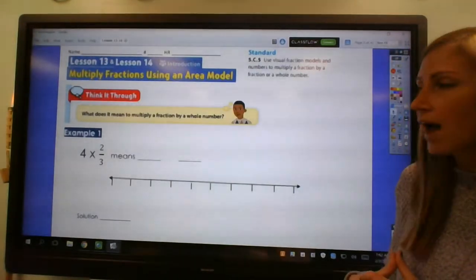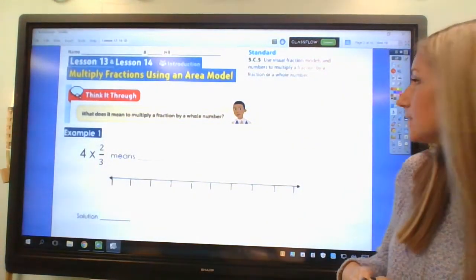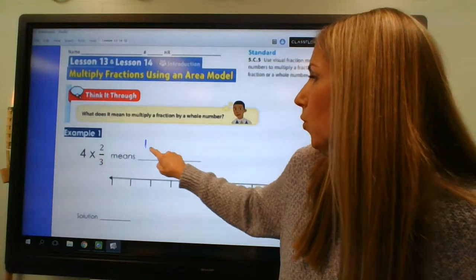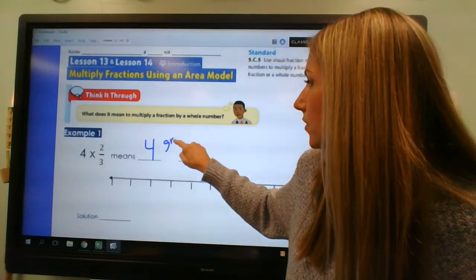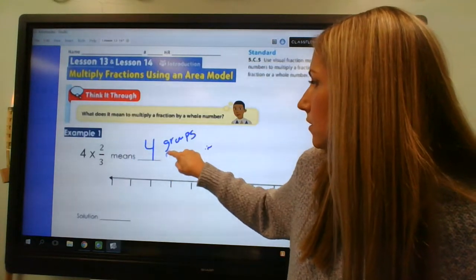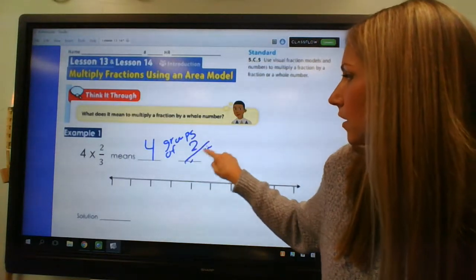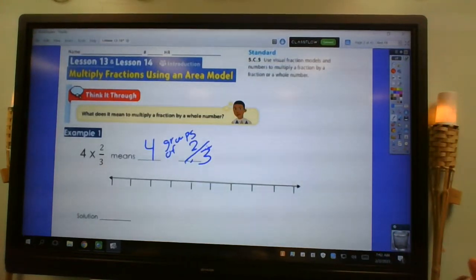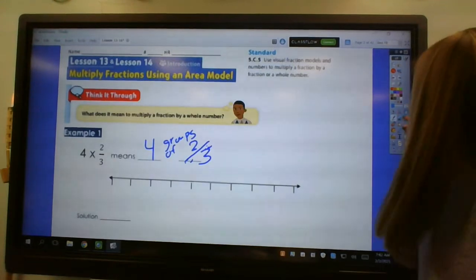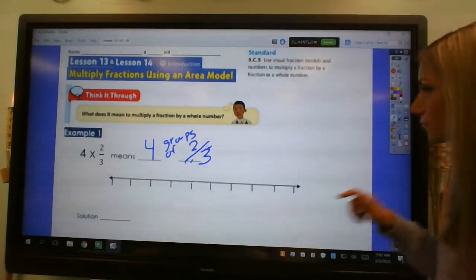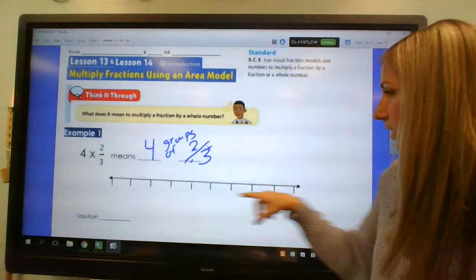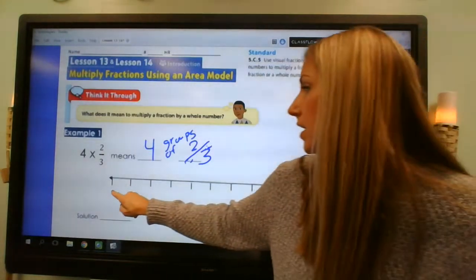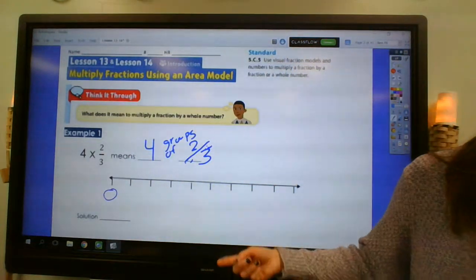So when we look at 4 times 2/3, it means that we are doing 4 groups of 2/3. So if I have 4 groups of 2/3, I need to start with thirds. And if we're starting with thirds, the number line needs to be cut into thirds. So we are going to have a 0 here, and let's start counting with thirds.